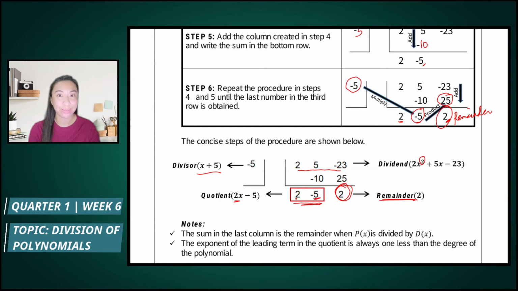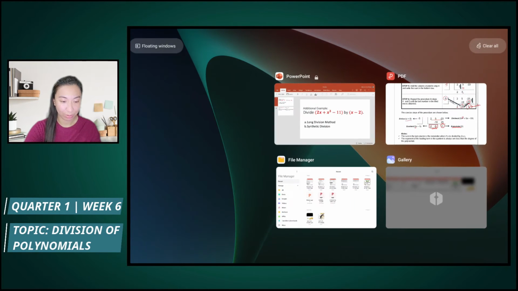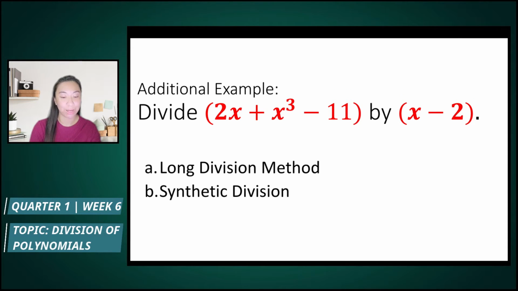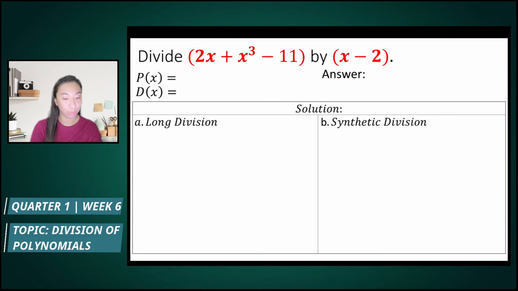Now let's proceed with another example for you to be able to understand the process of long division and synthetic division with another given. So let us have this. Divide 2x plus x cubed minus 11 by x minus 2. I will be showing you two methods. First things first, we have to identify the dividend and the divisor of the given. So 2x plus x cubed minus 11 is our dividend, and x minus 2 is our divisor.